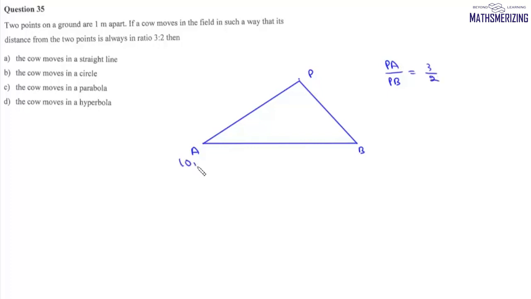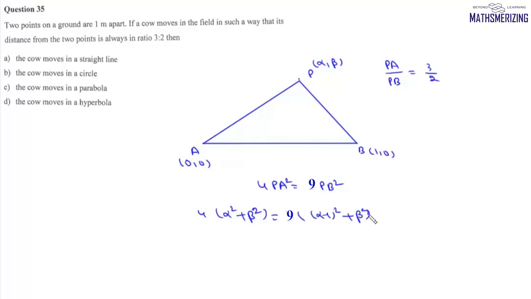So let this point A be 0, 0 and let B be 1, 0, and this point P, let it be alpha and beta. Now we can write 4PA square is equal to 9 times PB square. Now what's PA square? PA square is alpha square plus beta square, and what's PB square? It is alpha minus 1 square plus beta square, which is nothing but a circle, and that's your option number B.